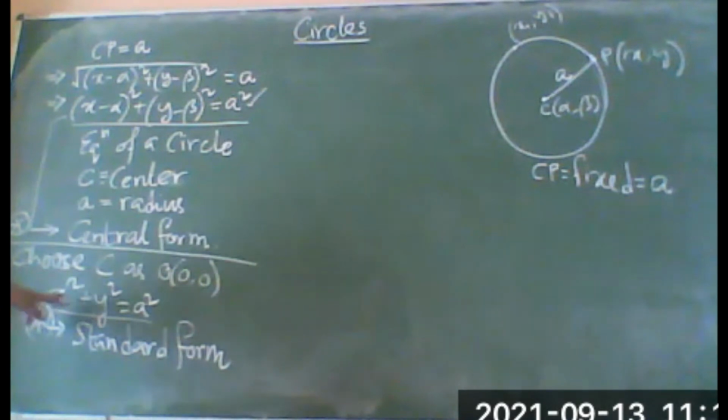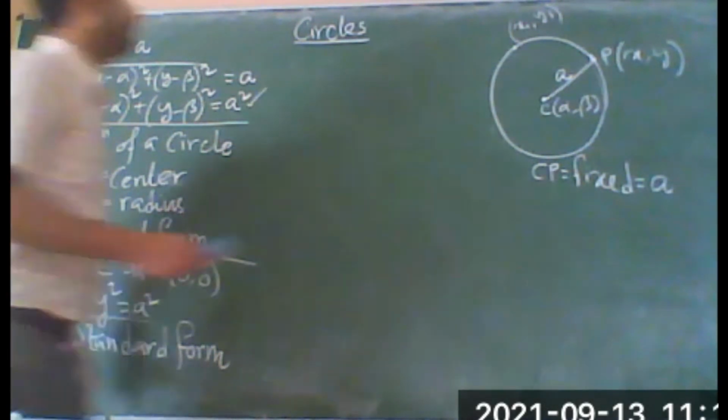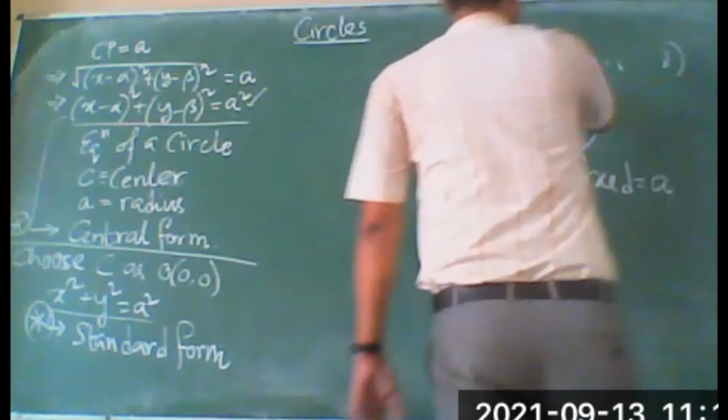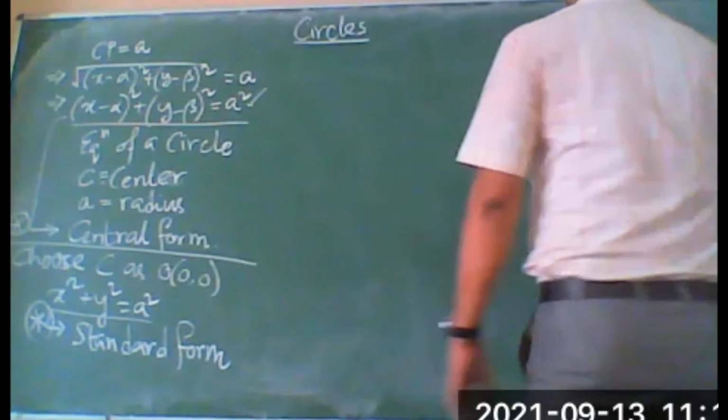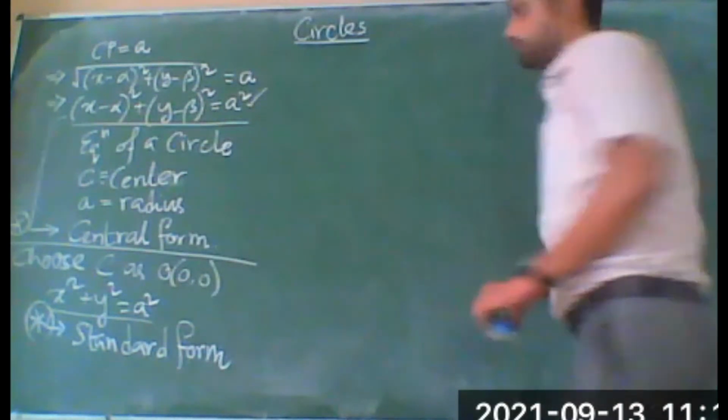So for the standard form, if the circle has radius a and the center is at the origin, then we can write the equation as x square plus y square is equal to a square. This is the standard form. Simple enough, no problem, I think. No, sir. So then we are coming to a little bit more complicated form.